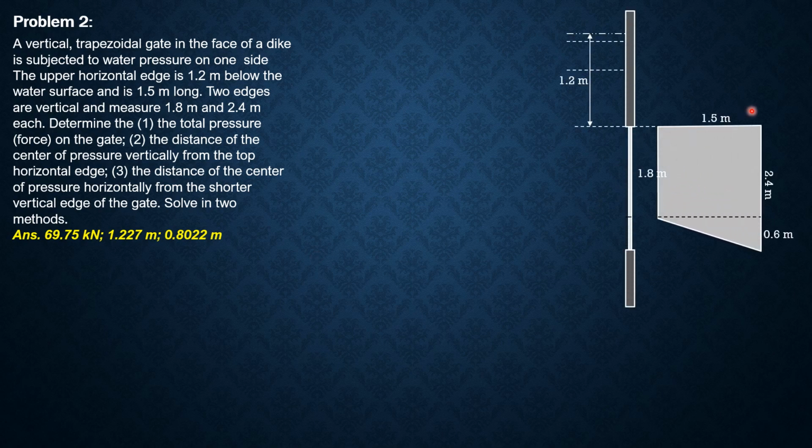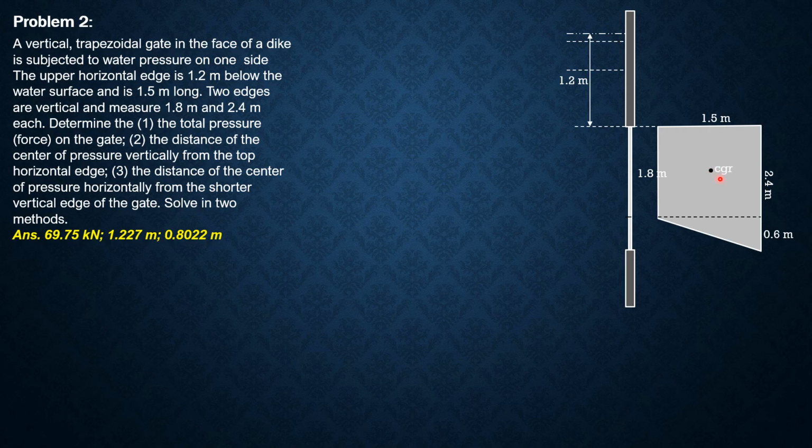So this is the figure and you have to check. We have vertical edges 1.8. The entire length here is 2.4. So if we separate the areas into rectangle and triangle, then the triangular part will have a vertical length of 0.6, which is 2.4 minus 1.8. So locating the centroid of each area.